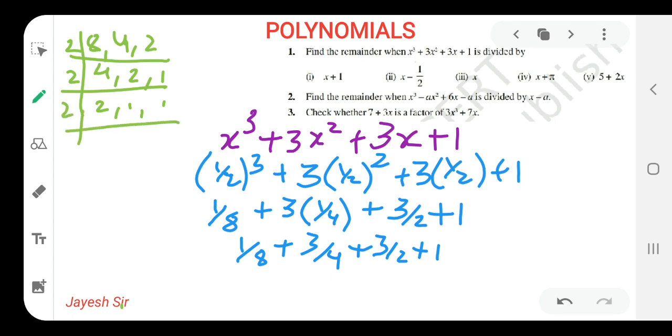Now 2 as it is, 1 comma 1 comma 1. So what is the LCM? What is the LCM, friends? 2 2s are 4, 4 2s are 8. I hope you all might be getting it. So we have got the LCM as 8.